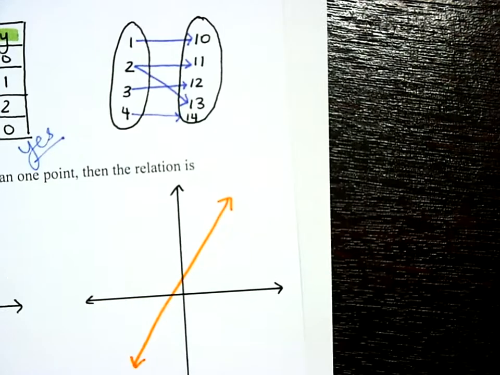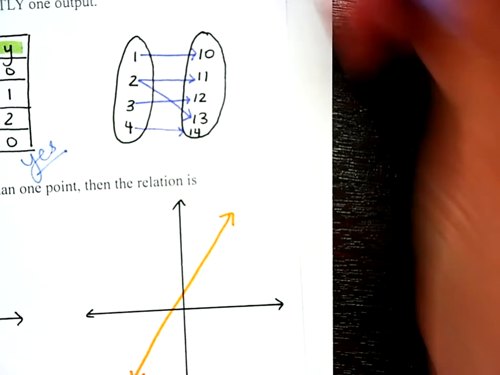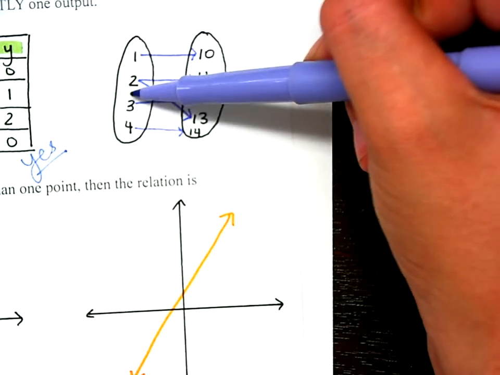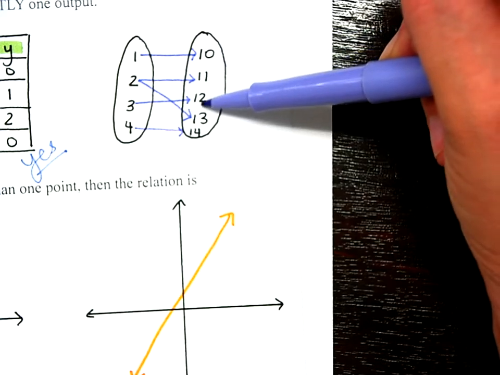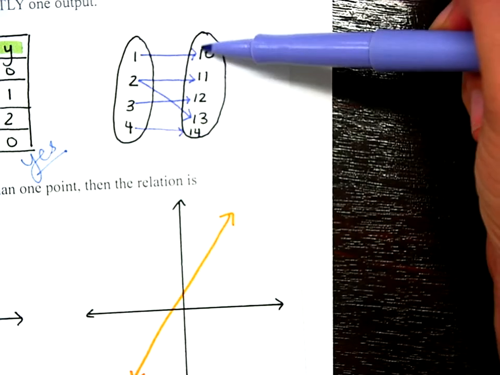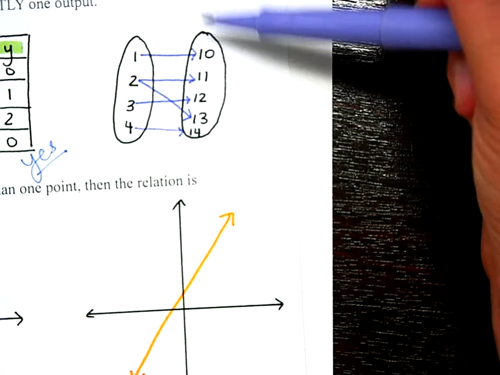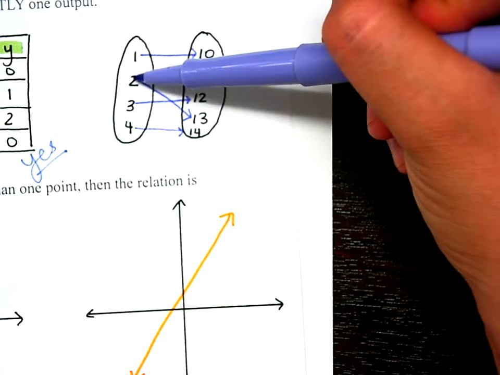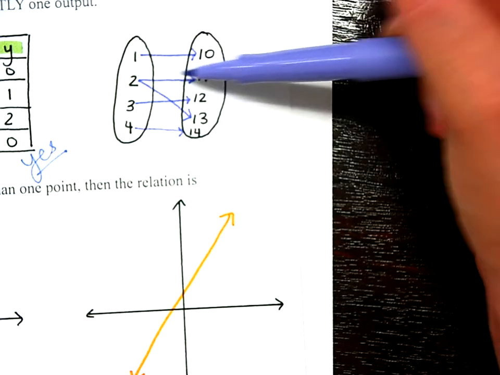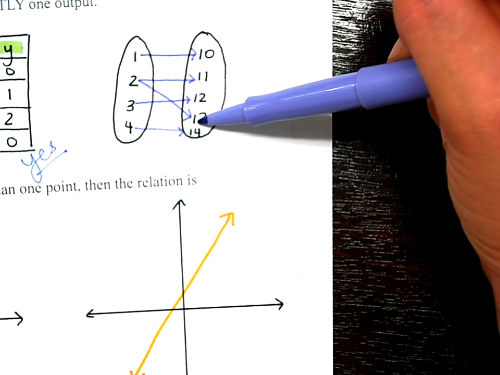Last one we have is a mapping. This is kind of like a table. So these are all our x values. These are all our y values, and it shows with arrows what the outputs are. So 1's output is 10, 2's output is 11, but it also has an output of 13. So right now I can already say this is not a function.